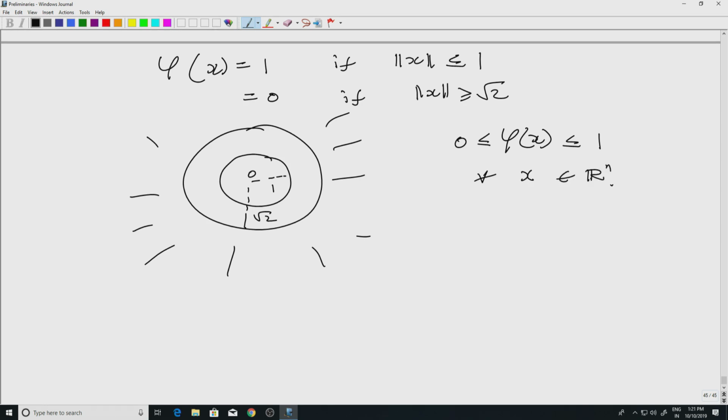One final remark is that this completes the construction of the C infinity function. Actually, we have done something more. We have constructed a C infinity function with compact support inside a ball and which is identically 1 inside a smaller ball. Note, this was done for this specific ball centered at the origin.